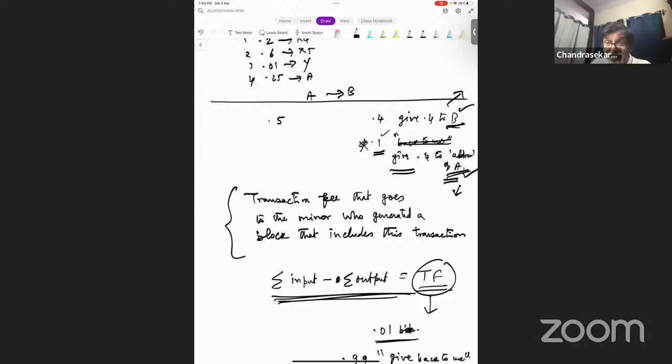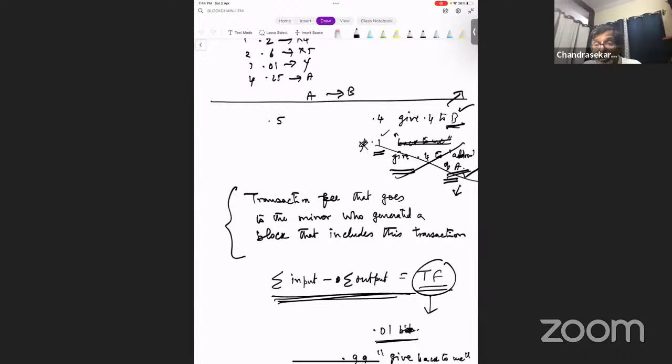But the point is, whatever is the difference between input and output will automatically go to the miner. The system is designed to work in a default mode like that. That is interpreted as a transaction fee. So if you forget to give this back to yourself, nothing will happen. 0.1 will go simply to the miner. That's huge money.